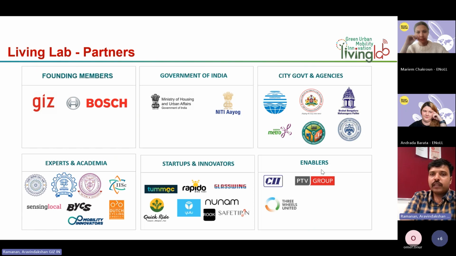So we have the different partners here in the quadruple helix, of course. We have the founding members, GIZ and Bosch. We have Government of India representatives, state government representatives, various startups, innovators, and academia. Moving forward.